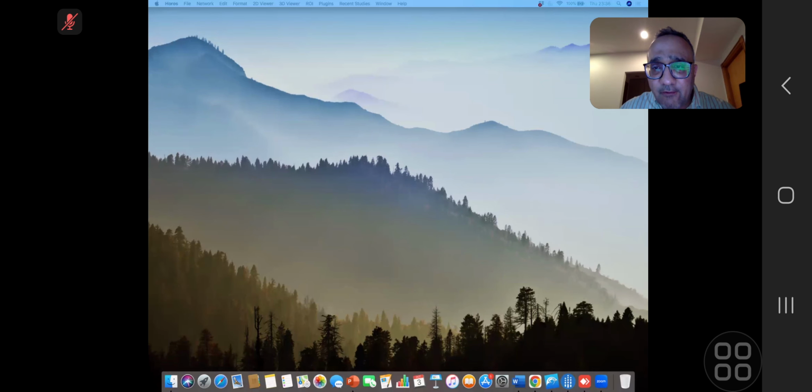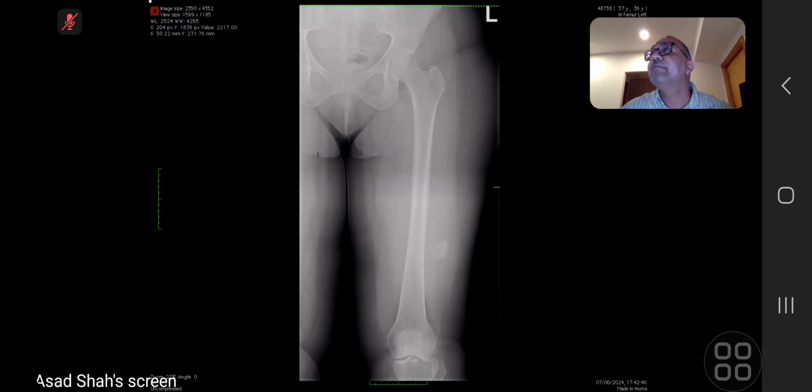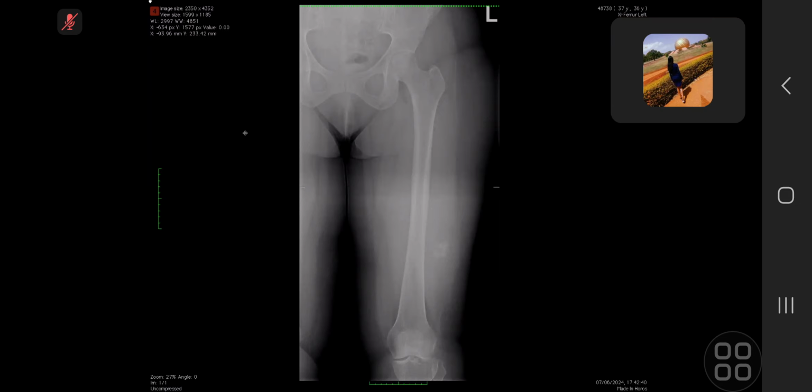So I've got a 45-year-old lady, and she presented with a painful lump in her thigh. She went to the rheumatologist, and the rheumatologist got this X-ray. I want you to explain what you see.